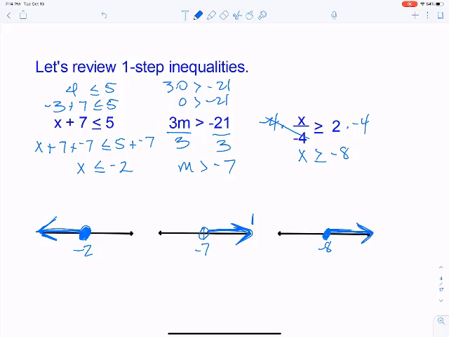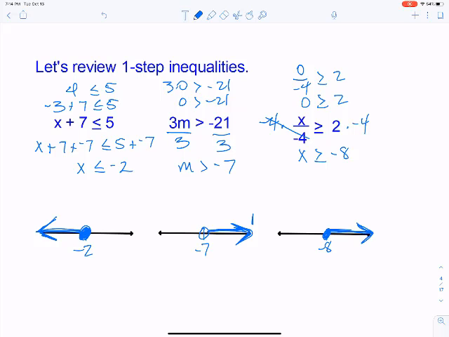So I pick a value in that one. Well, one number that's greater than negative 8 is 0. So I'm going to plug that in. Plug it back into the original problem. So 0 divided by negative 4 is greater than or equal to 2. Well, 0 divided by negative 4 is still 0. It's greater than or equal to 2. Is that correct? Uh-oh, that's not correct.